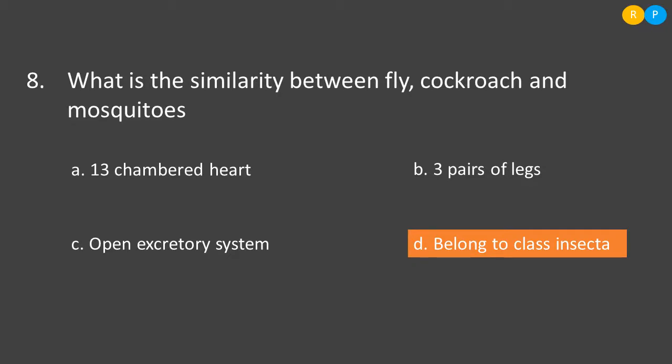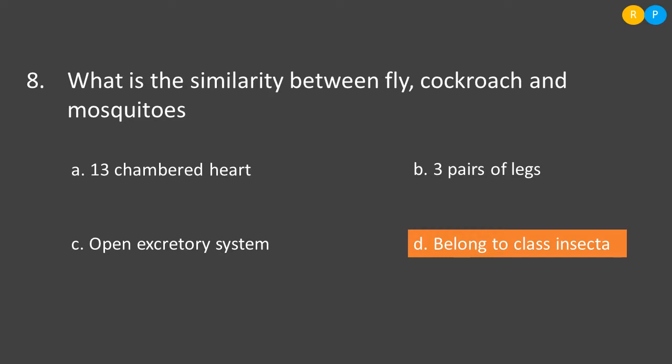Is the eighth question, what is the similarity between fly, cockroach and mosquito? These three insects belong to the same phylum, that is Arthropoda, and they belong to the same class Insecta. Because some of the characters, if you notice in the fly, cockroach and mosquito, they are sharing similar characteristic features. So because of that, they belong to the same class Insecta. So let us see the options.